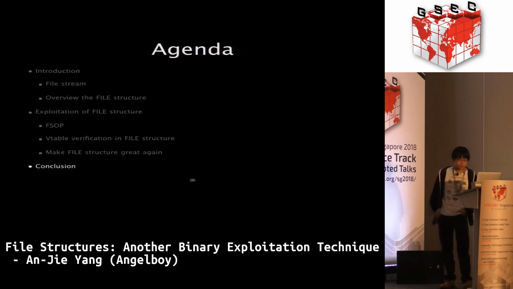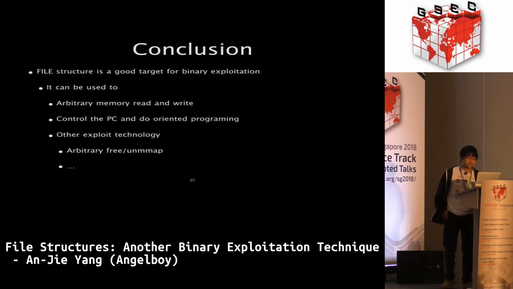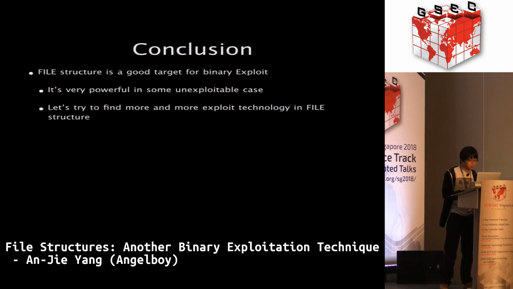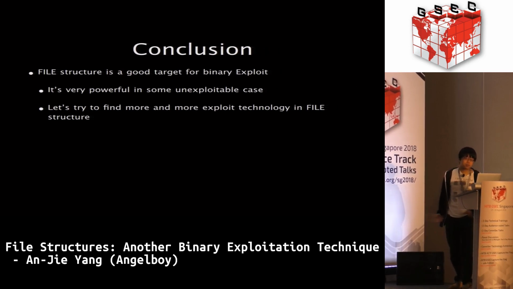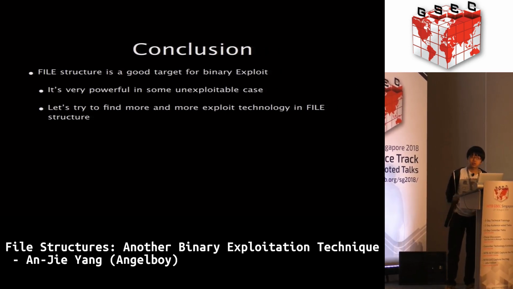Okay, conclusion. The file structure is a good target for binary exploitation. We showed that it can be used for arbitrary memory read and write, to control the program counter, and to do return oriented programming. But I think it can be used for other exploitation techniques such as arbitrary free or unmap and so on. It's also very powerful in some unexploitable cases. Okay, let's try to find more and more exploit techniques in the file structure.